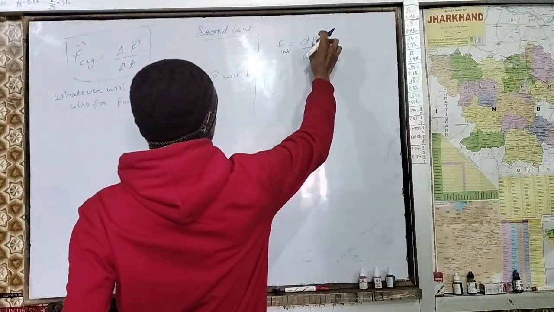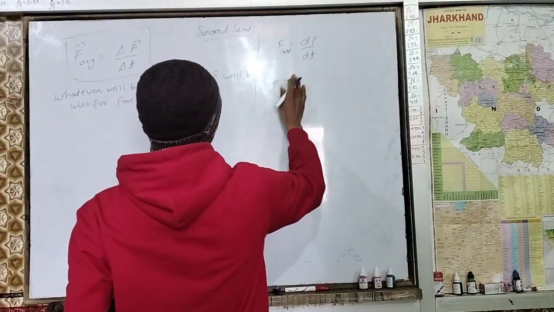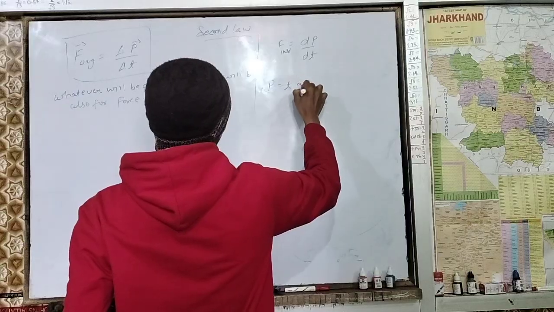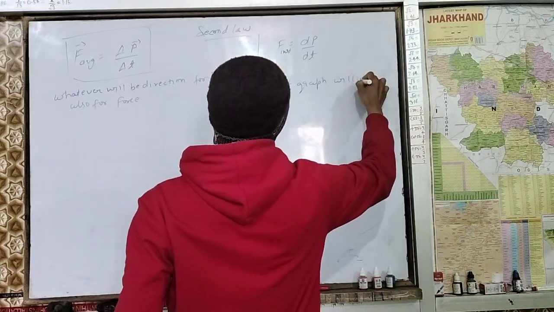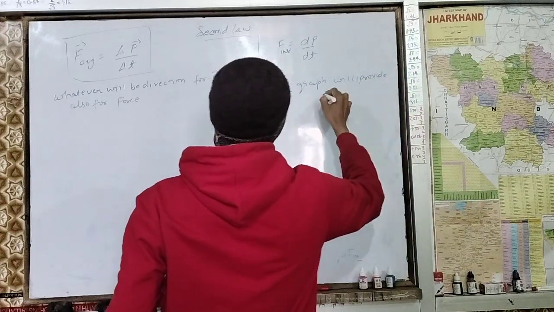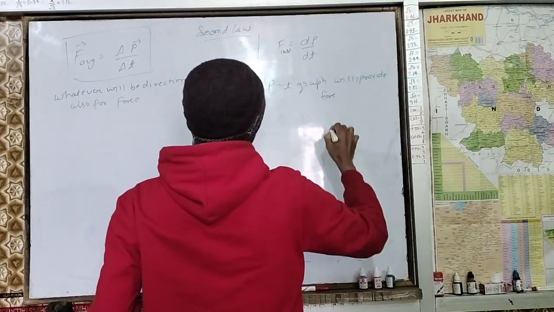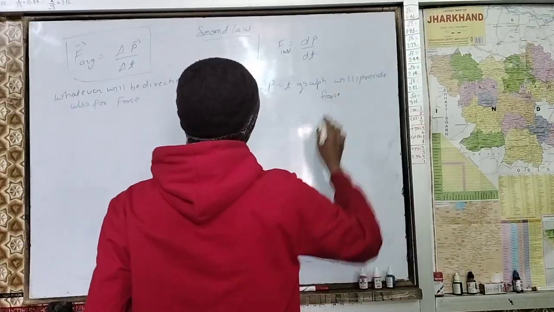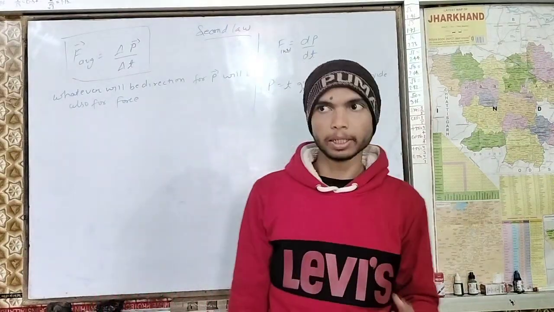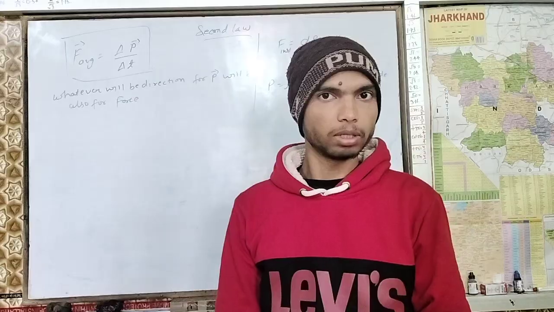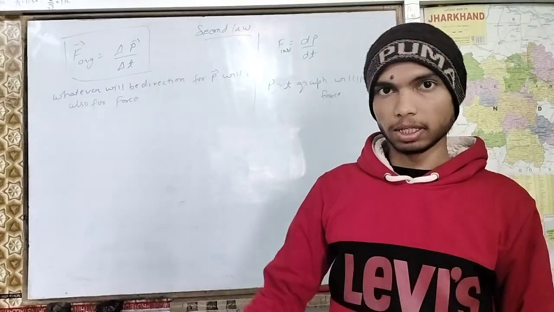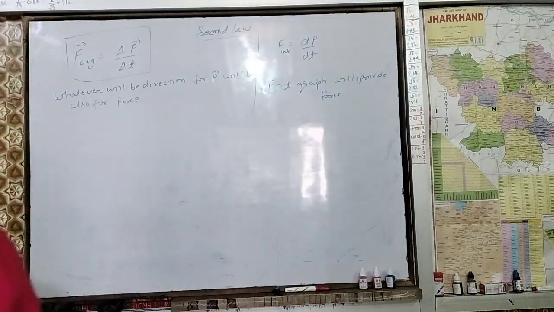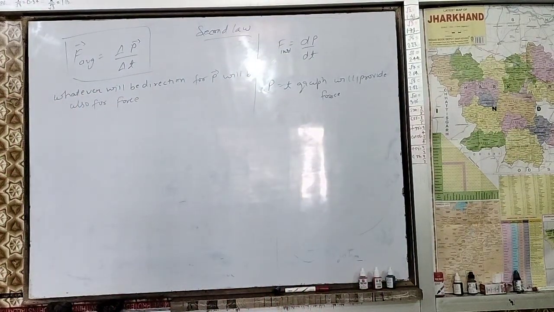in this you can see there is a relation of PT. So the PT graph will provide force, as you saw about VT for acceleration. XT is for velocity and VT is for acceleration. Same over here: PT, P is momentum, T is time. PT is a relation of force.